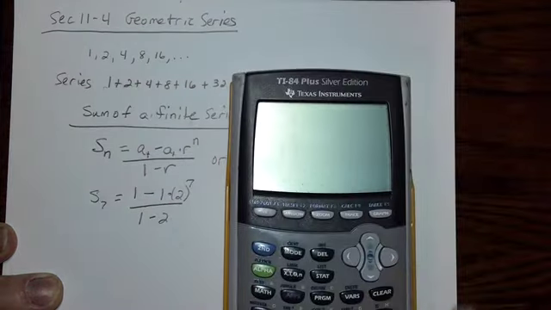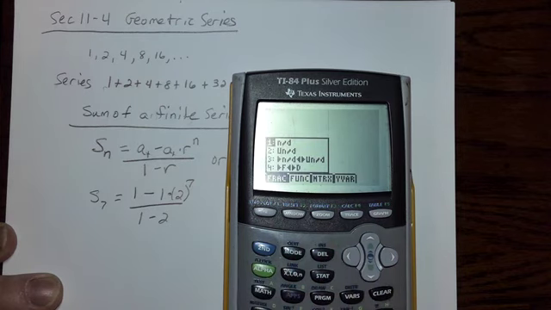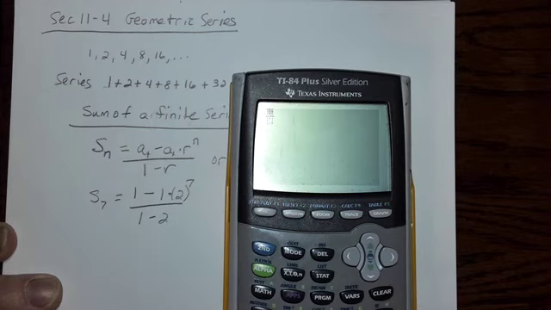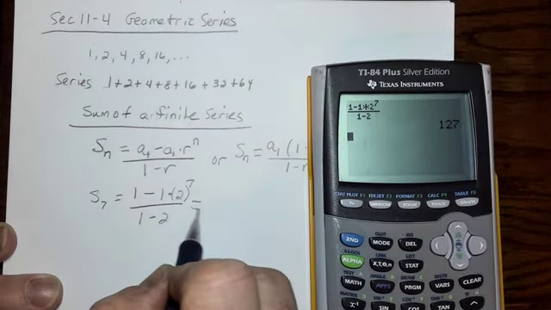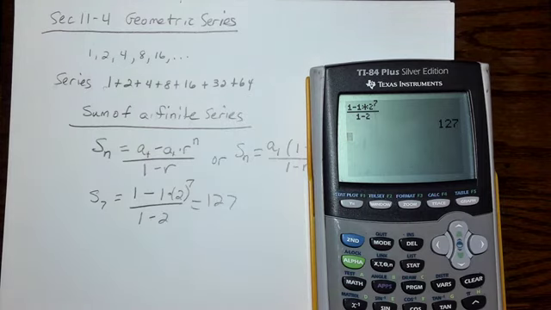After you have that, it's just a matter of using your calculator. We're going to make a fraction, so we go alpha y equals a fraction. Then we do 1 minus 1 times 2 raised to the 7th, and all of that is over 1 minus 2. The answer to that is 127, and if you were to add those up, that's what you would get.